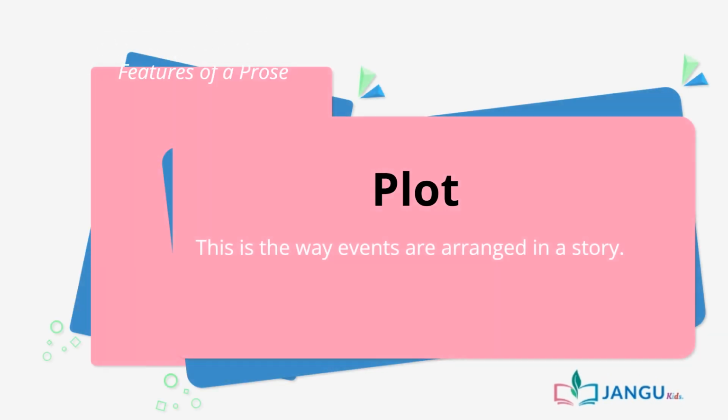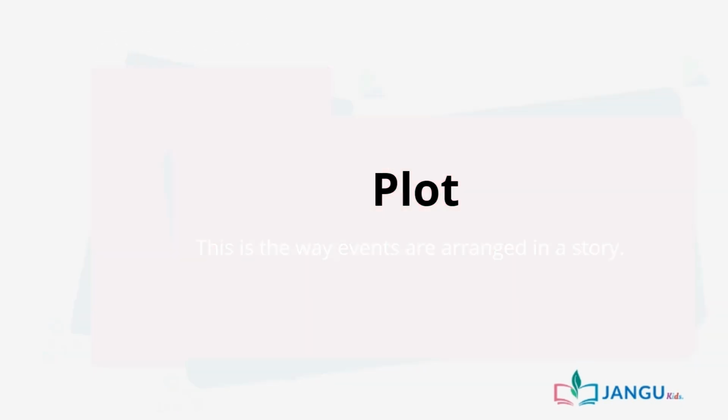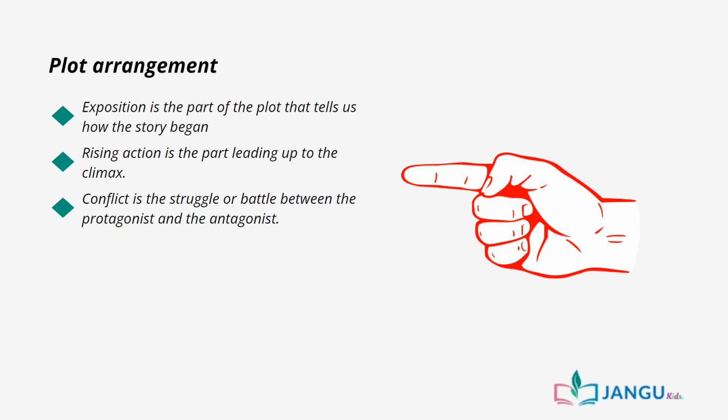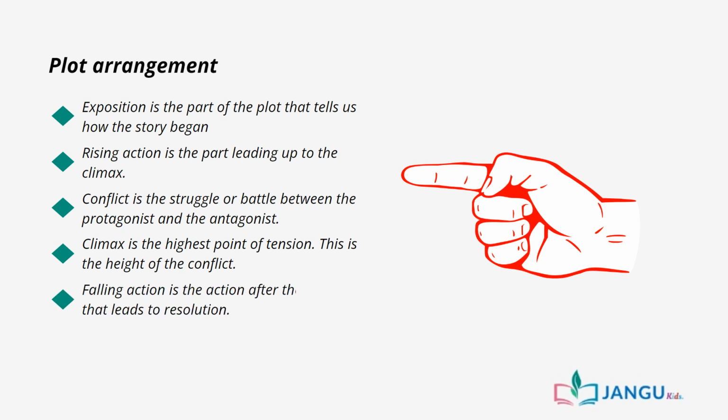3. Plot. This is the way events are arranged in a story. Exposition is the part of the plot that tells how the story begins. Rising action is the part leading to the climax. Conflict is the struggle or battle between the protagonist and the antagonist. Climax, however, is the highest point of tension. This is the height of conflict. Falling action is the action after the climax that leads to resolution. Resolution is the part of the plot where every conflict is resolved.